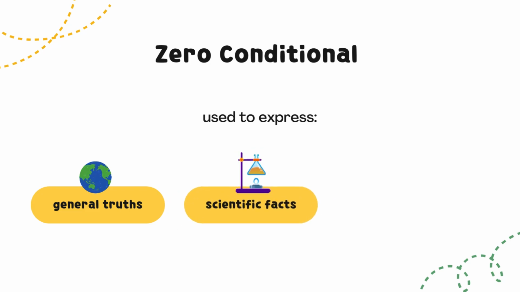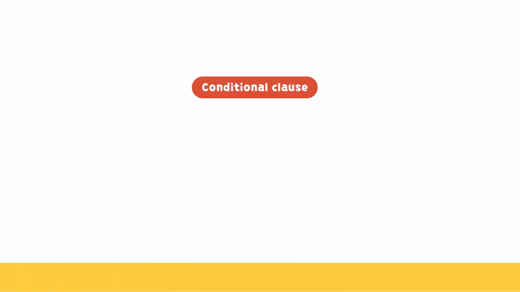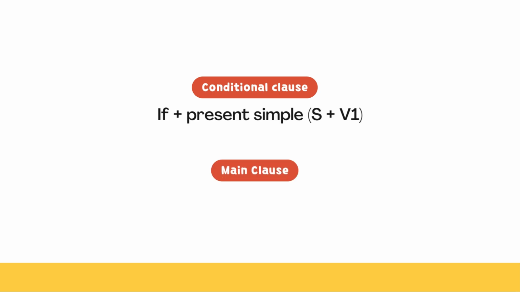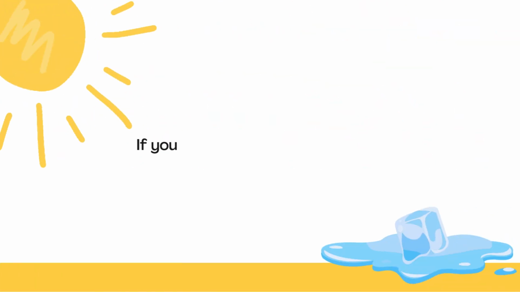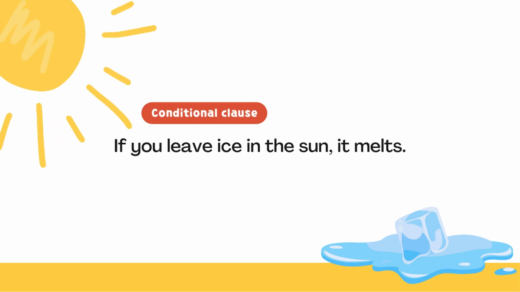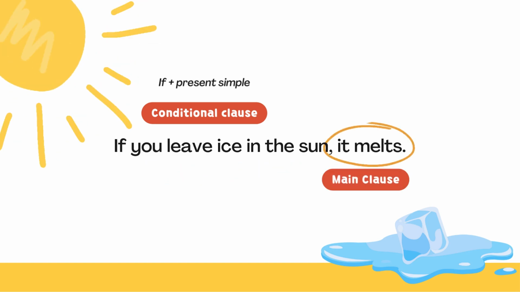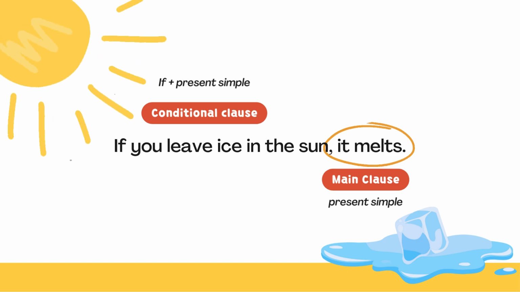Zero conditional. We use this type of conditional sentences to express general truths, scientific facts, and things that always happen under a certain condition. The structure is straightforward. For the conditional clause, we use if plus present simple. And the main clause is present simple. The example, if you leave ice in the sun, it melts. The conditional clause in this sentence, if you leave ice in the sun, and the main clause will be it melts. It means that whenever ice is left in the sun, it always melts.